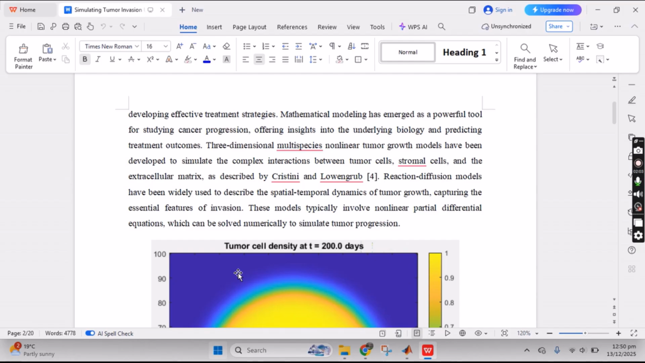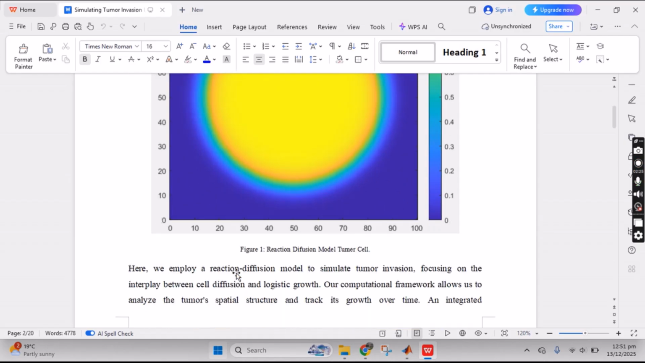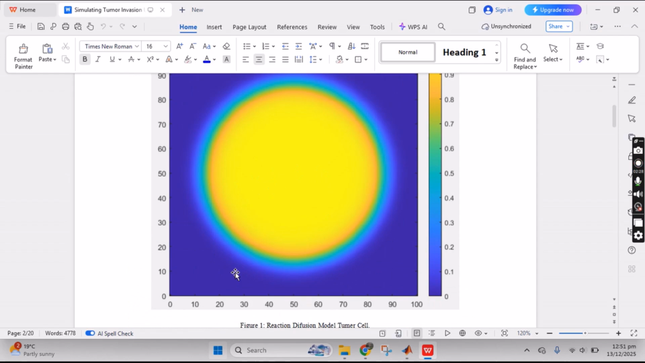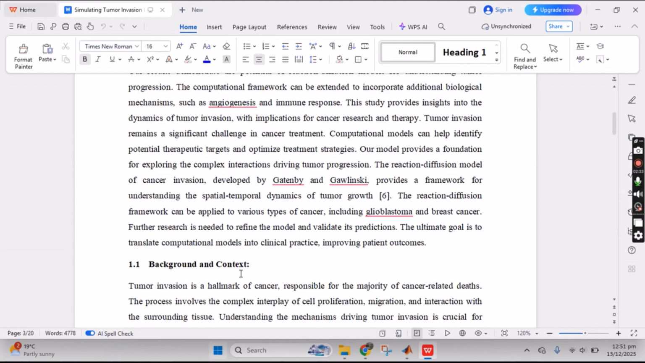So three-dimensional multi-species nonlinear tumor growth models have been developed to simulate the complex interaction between the tumor cells and stromal cells as well as the extracellular matrix. Okay, so this is the tumor cell density graph for 200 days. This is the density graph of tumor cells from the reaction diffusion model, which provides us the dynamics of tumor invasion with implications for cancer research and therapy.